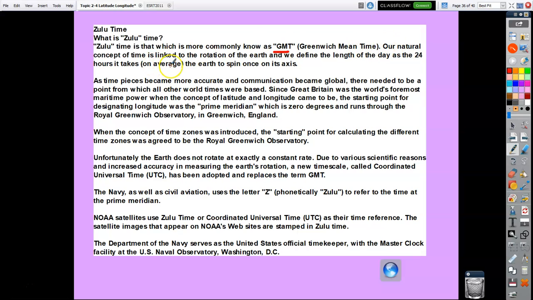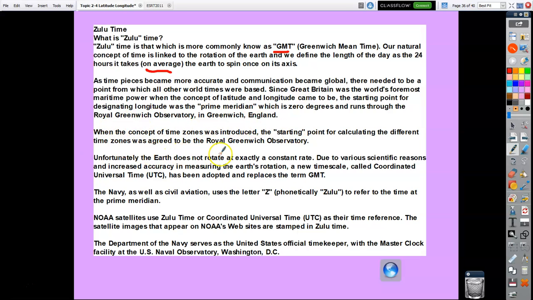Our natural concept of time is linked to the rotation of the Earth, as we talked about. We define the length of a day as 24 hours, on average, that the Earth spins once on its axis. As timepieces became more accurate and communication became global, there needed to be a point from which all of the world times are based. Since Great Britain, England, was the world's foremost maritime power, right, navy, they had a very strong navy, when the concept of latitude-longitude came to be, the starting point for designated longitude was the prime meridian, which is 0 degrees and runs through the Royal Observatory in Greenwich, England, which we talked about.